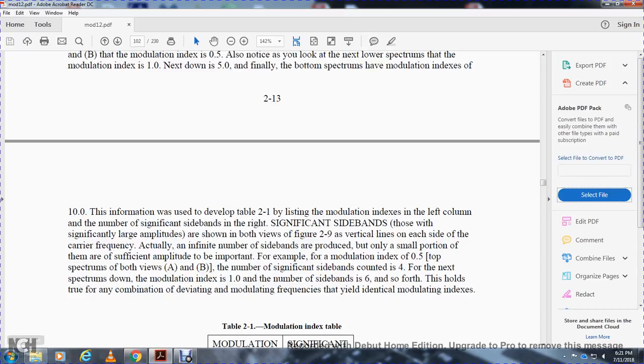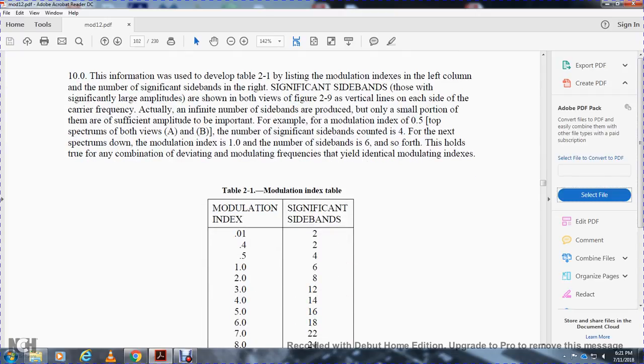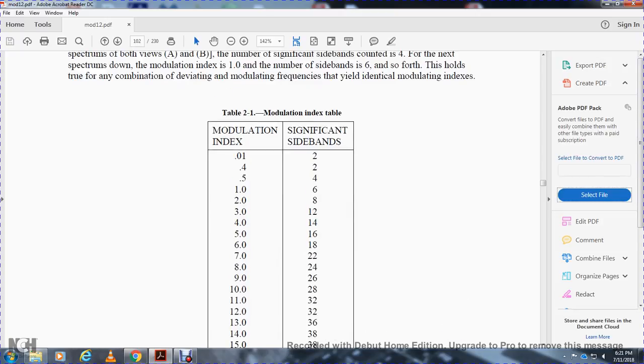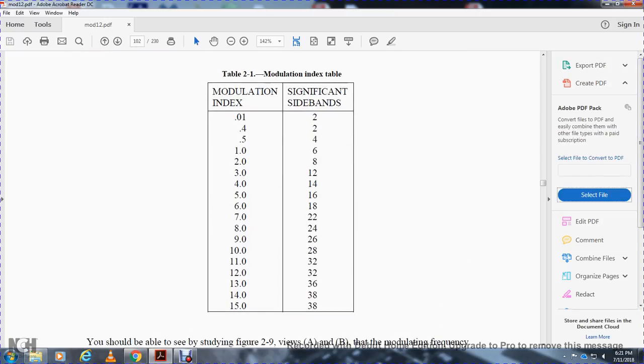This holds true for any combination of deviation and modulating frequency with identical modulation indexes, and they show the modulation indexes and significant sidebands.